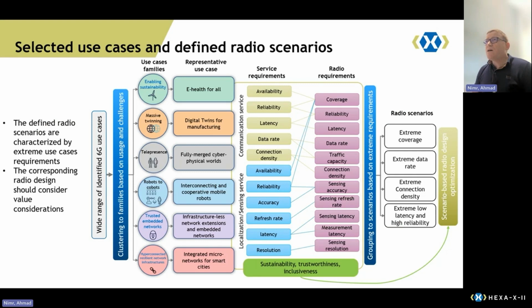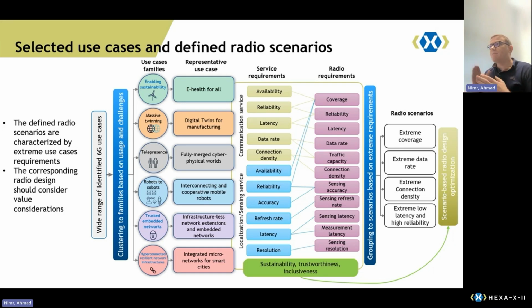Now, how to proceed, how to understand the requirements? There are so many use cases. What are the requirements? So here is the target. The initial stage is to define radio scenarios, and these radio scenarios are defined based on some extreme requirements. So we took exemplary use cases from Hexa-X. They were well studied and characterized by many industrial partners, giving service requirements in terms of communication, localization, and sensing. These are service requirements.